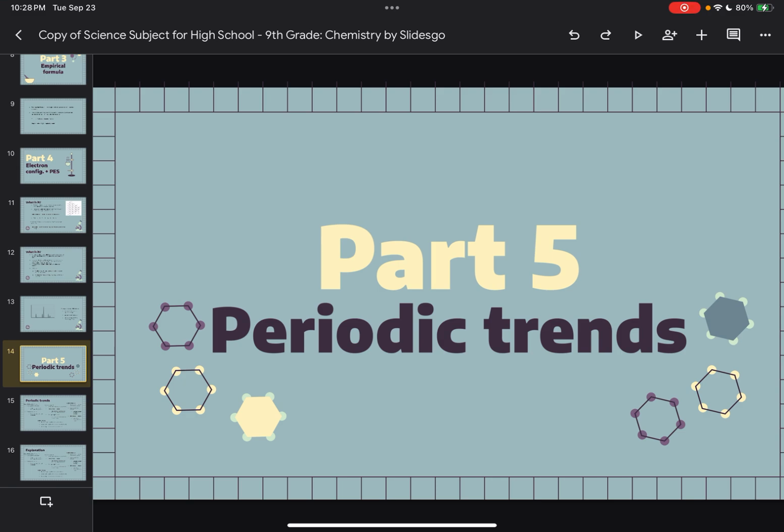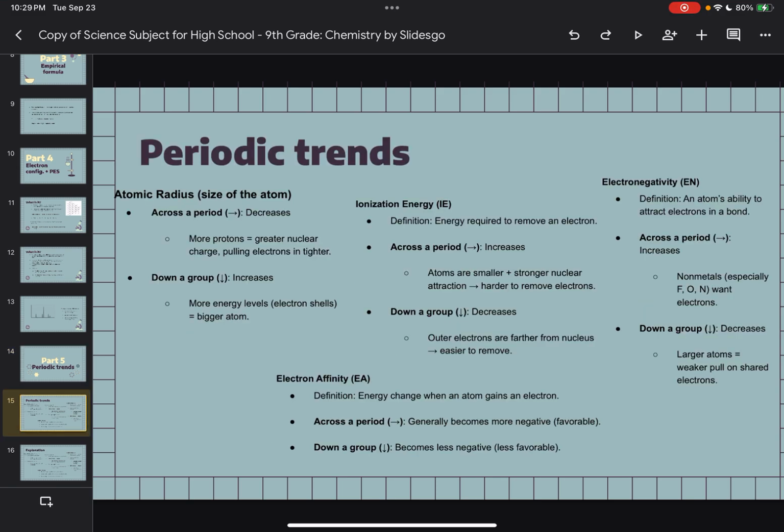Anyways, periodic trends, this is probably the most important one you need to know. So it goes from atomic radius: going across a period, it decreases because more protons equals greater nuclear charge, pulling electrons in tighter. So basically, the more you go across a period, there's more electrons in an element, and there's more protons in an element, which means that the electrons will be held stronger, since the protons are making the electrons squeeze in together with greater charge.